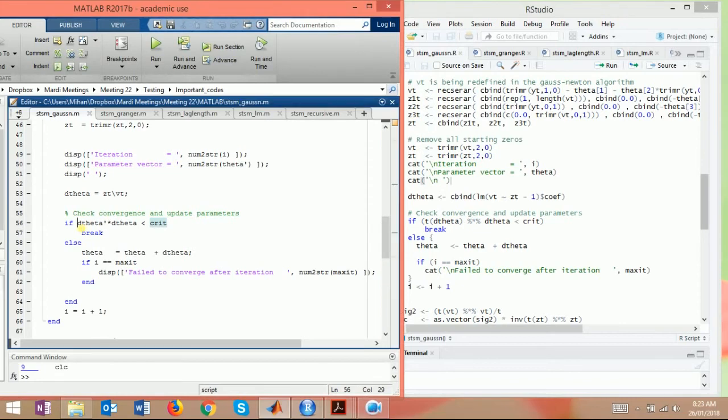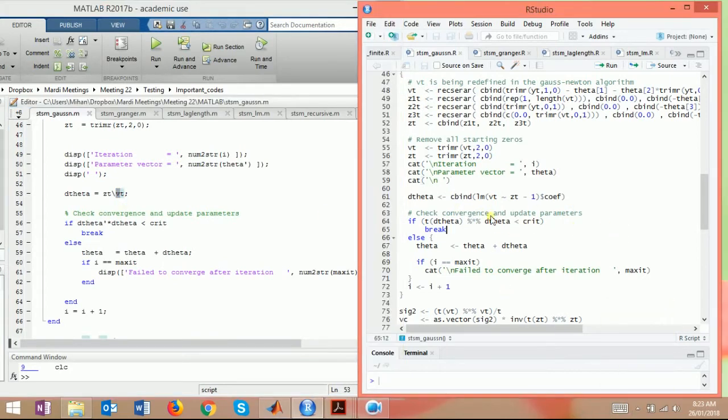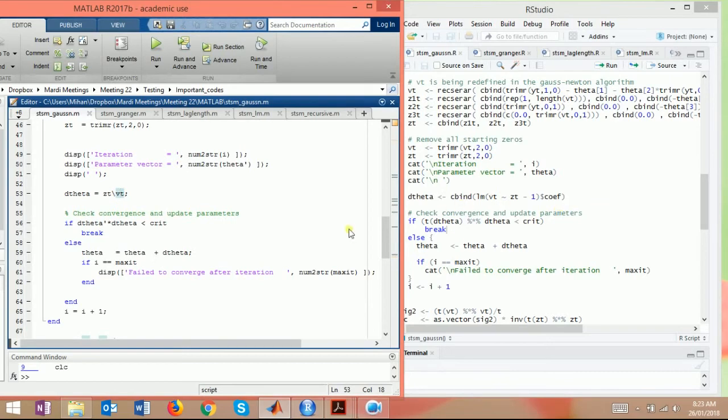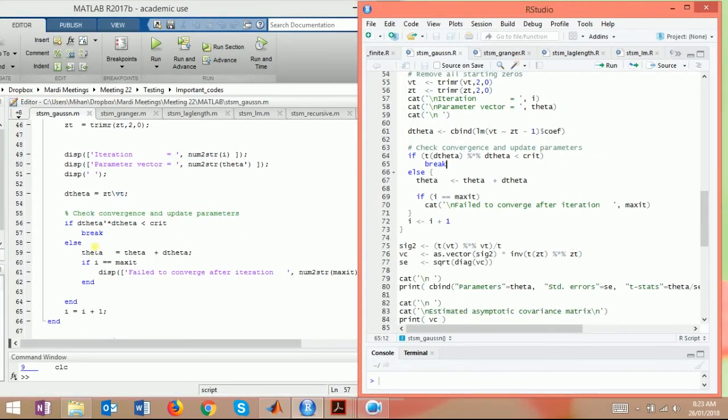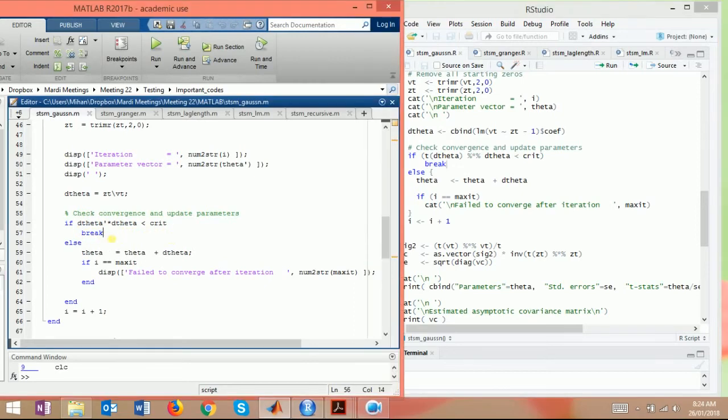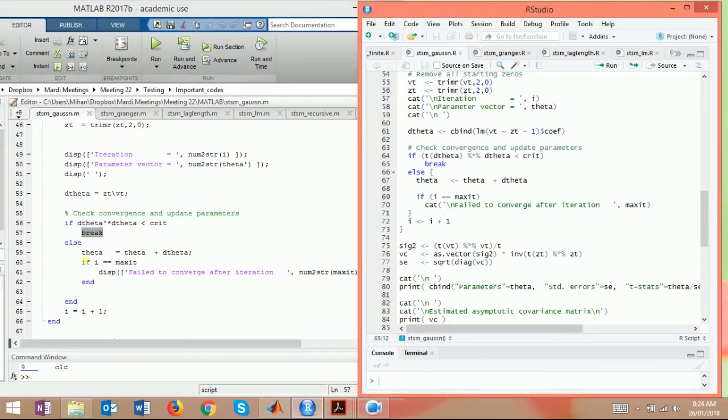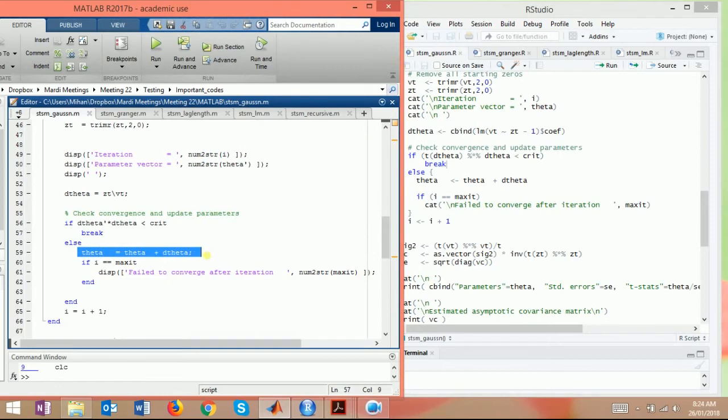So if our del theta is the regression of the structural residual on z, we can write it with column bind. The results are being column bound into one vector. We want the result in one vector, del theta. So a linear model regressing the residual on z minus one, coefficients. Then we want to check for convergence. If the transpose of del theta multiplied by del theta is less than the critical value, then we don't want to continue. Same code, else we want theta updated.